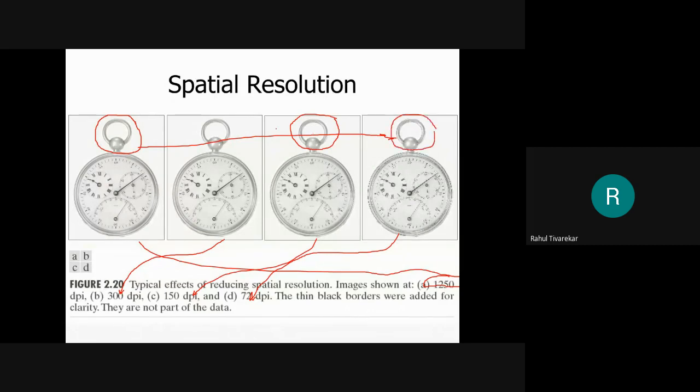So the part of boundary of every image is that black box that you see on a boundary. That is not part of an image. That is just added to have a clarity or the isolation between those two different images. Okay, and that's why the quality of that black outer border is not degraded, because it is not part of the image. It is just for the visibility.